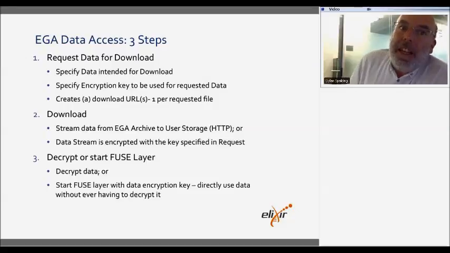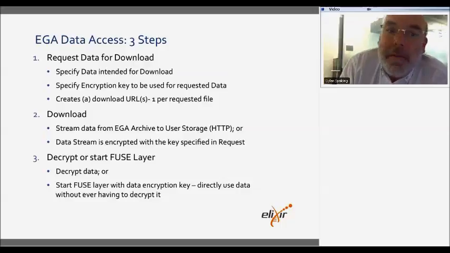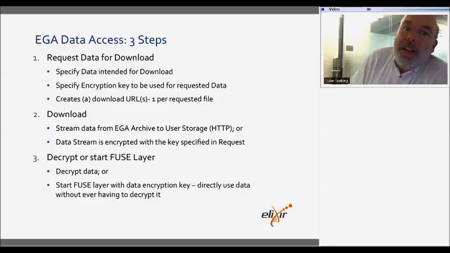So for accessing EGA data, there are basically three steps. Once you've got an account, you request your data to download. You specify the data you want to download. You specify an encryption key to use for that requested data. And then the downloader will create a URL, one for each file that's in the data set. You'll then download that data and stream the data from the EGA archive to the user storage via HTTP, or you can data stream the encrypted stream with a key specified in the request.